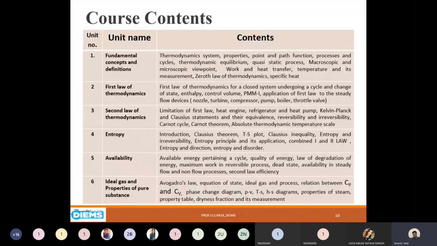And lastly, unit number 6 is based on ideal gas and properties of pure substance. Can somebody tell me what is a pure substance? You can unmute yourself and then reply. What do you mean by pure substance?